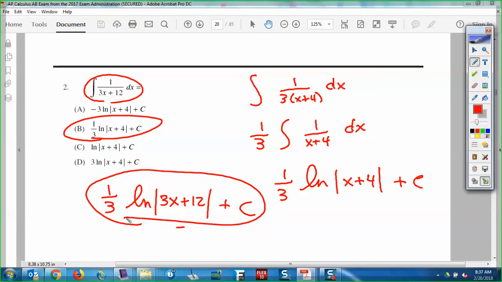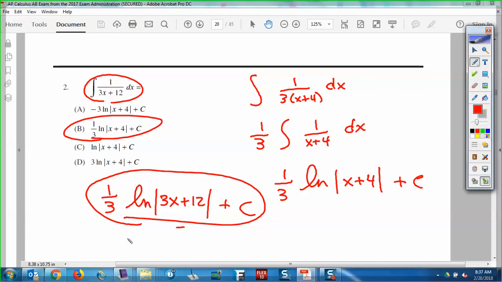If you did this, you said, well, this is just an ln, 3x plus 12, since it's only a constant there, I can just kick out the 1/3. If it was an x squared or something, I couldn't do this, right? If this was a 3x squared plus 12, we could never do what we just did. It wouldn't be an ln. Only because it's x to the first power is it an ln. Very important to understand.